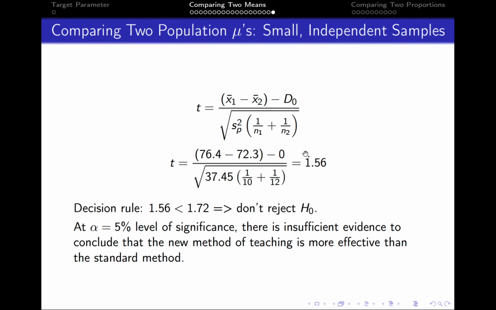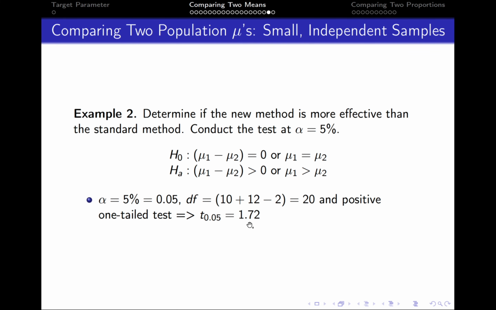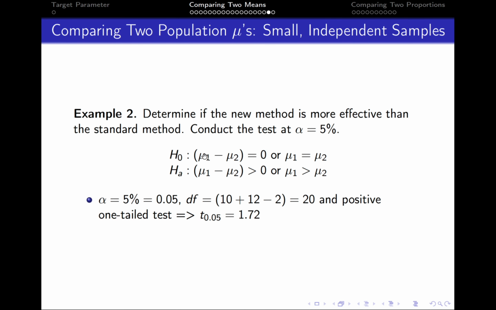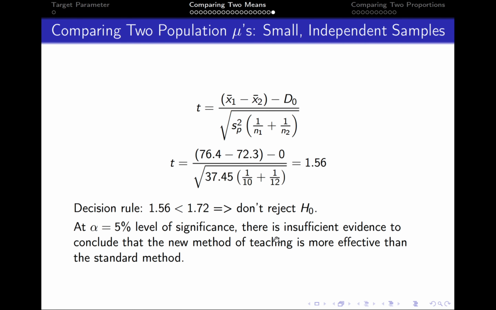And the last step would be to compare this estimated t value with the critical t value of 1.72. And we can see that 1.56 is definitely lower than 1.72. Therefore, we cannot reject the null hypothesis, which means that at 5% level of significance, there is insufficient evidence to conclude that the new method of teaching is more effective than the standard method. So we accept the null hypothesis that the two population means are the same, which is the same as saying that the two methods are the same in terms of their effectiveness in teaching how to read.